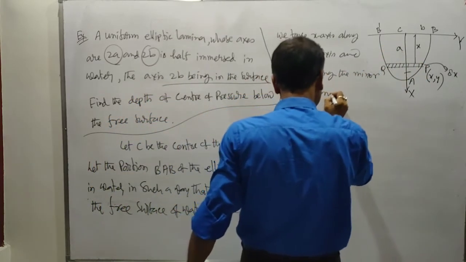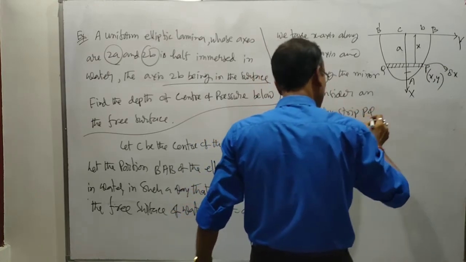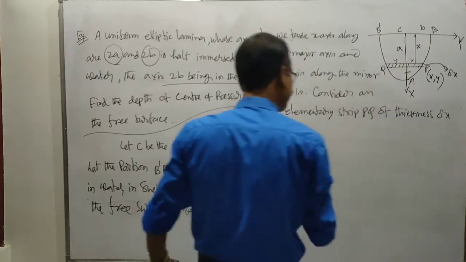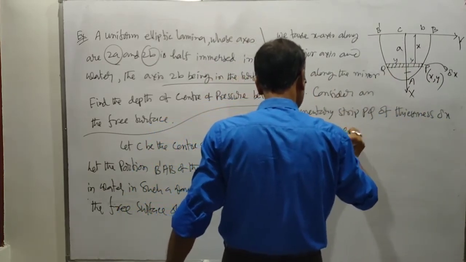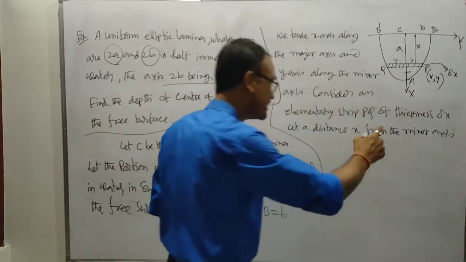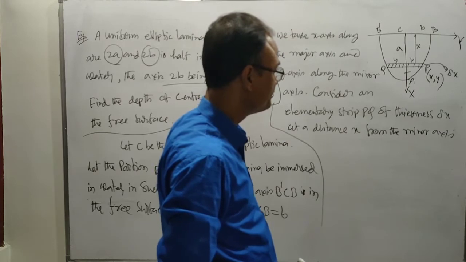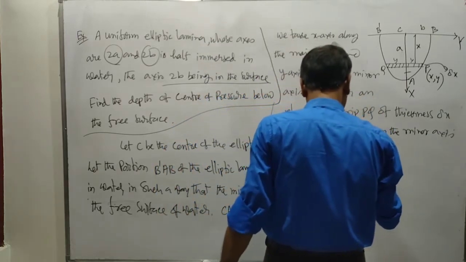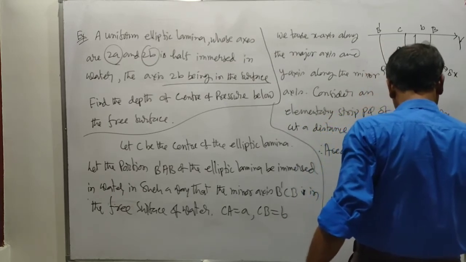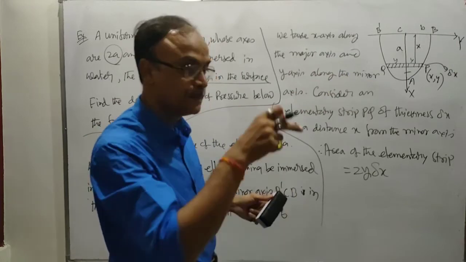Now consider an elementary strip PQ of thickness delta x, with half-length y, at a distance x from the minor axis, which is the y-axis. Therefore, the area of the elementary strip is twice y into delta x. Pressure at any point.